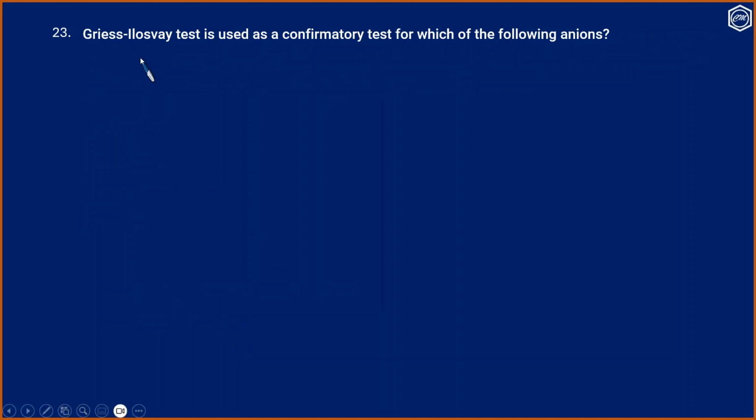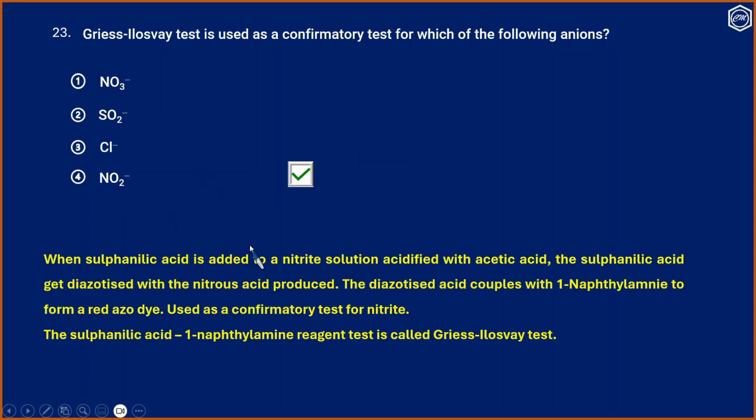Question 23. Griess-Ilosvay test is used as a confirmatory test for which of the following anions? Nitrate, sulfite, chloride, nitrite. This test is also known as sulfanilic acid 1-naphthylamine test. This test is used as a confirmatory test for the nitrite ion, and that is the correct answer.